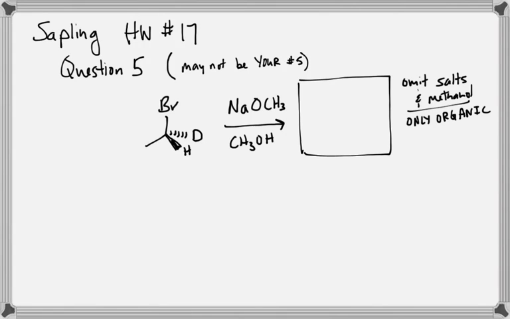Okay, this video was requested by a student or one of your classmates. We're looking at Sapling homework number 17, question number 5. Just be aware this may not be your question number 5 because it might be an algorithmic question, meaning there could be a bunch of different answers in there. So let's go through and process how we should approach this.